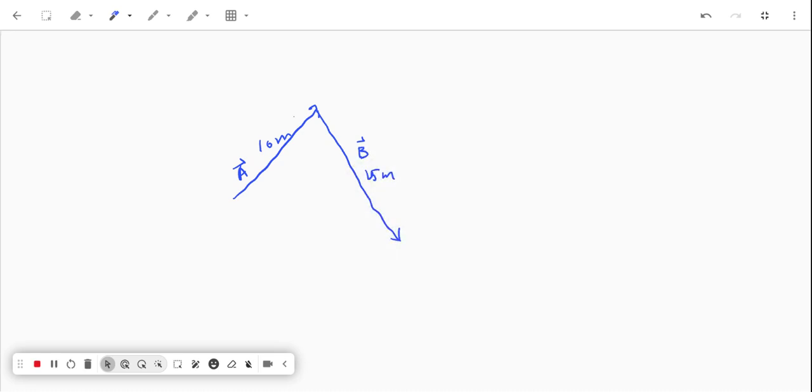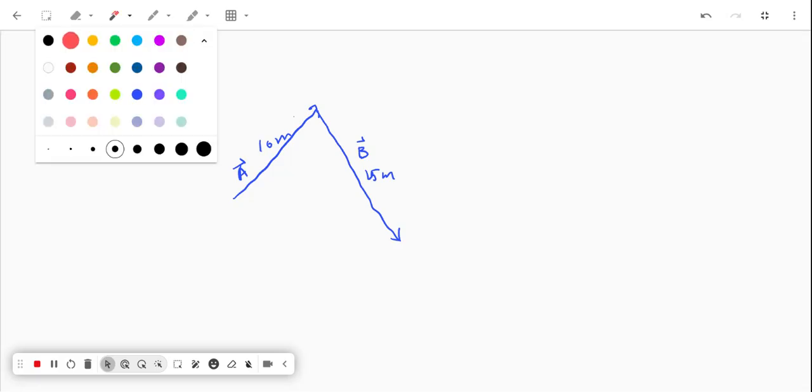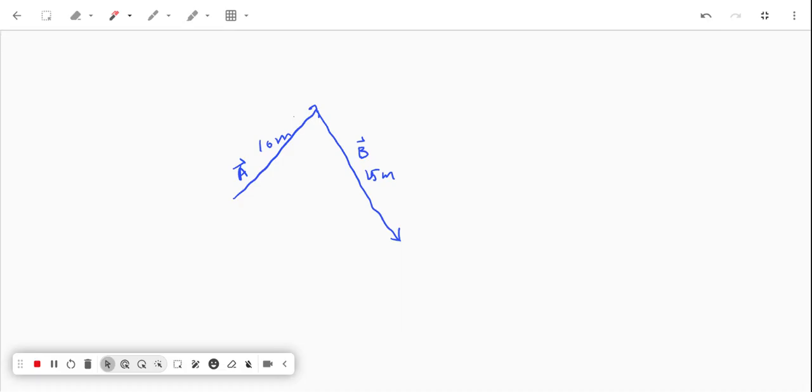Okay, so we have vector A adding vector B, and you're looking for a resultant. So first of all, you have to draw the resultant, right? The resultant is going from the starting point A, the tail of A. So that's my R vector.